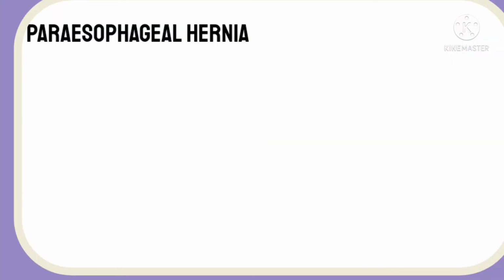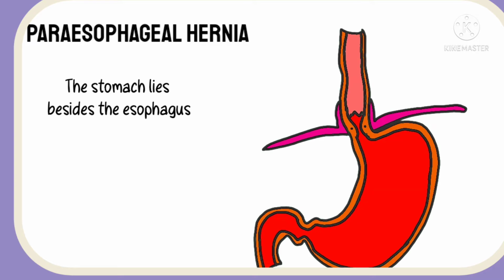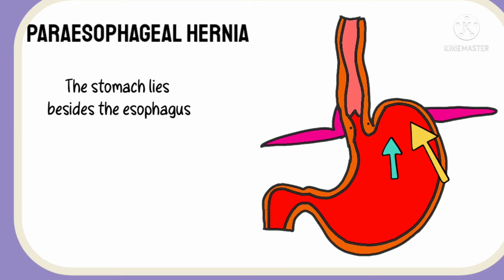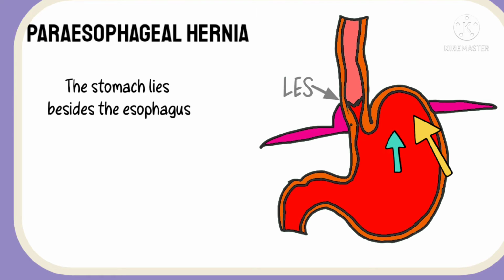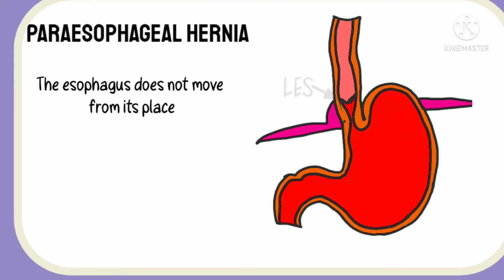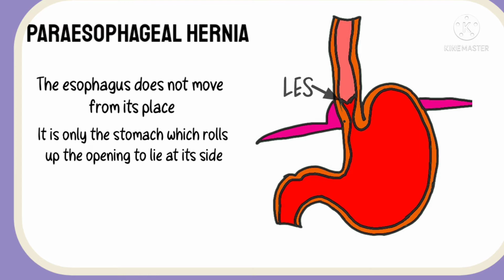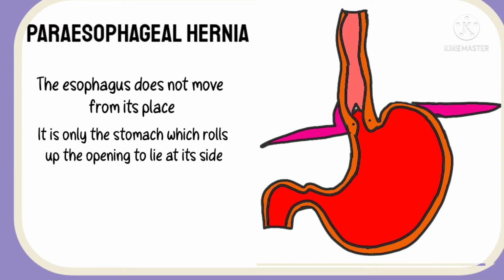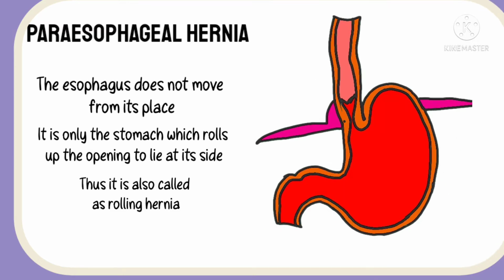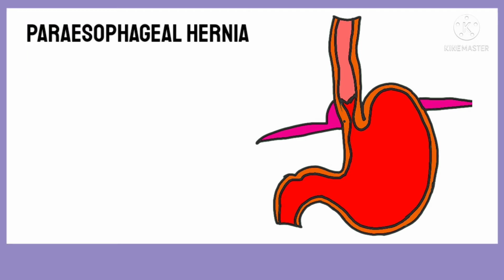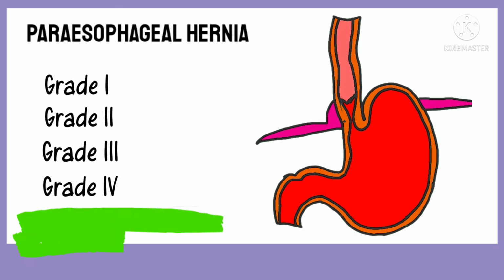In paraesophageal hernia, the stomach pushes through the diaphragm to lie beside the esophagus. So, in this, the esophagus is not moving from its place, but rather it is just the stomach that is rolling to its side. Thus, it is also called the rolling hernia. This paraesophageal hernia is also graded into grade 1, 2, 3 and 4 according to the extent of the herniation.